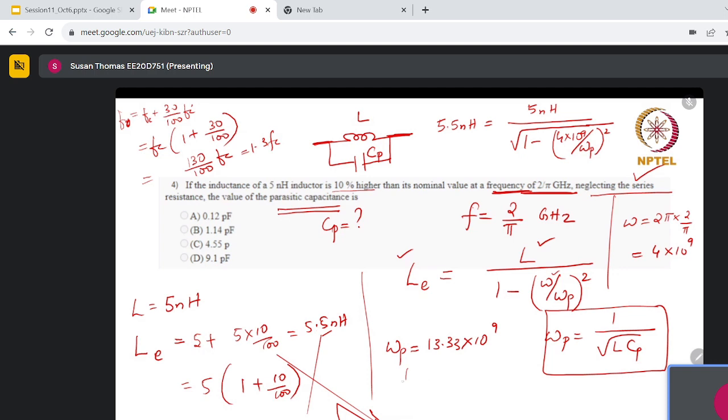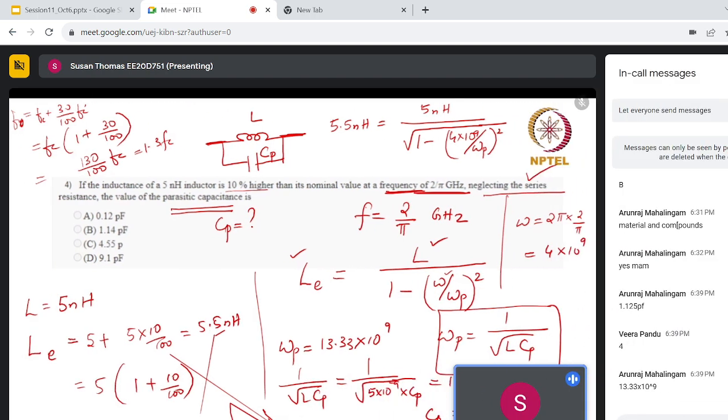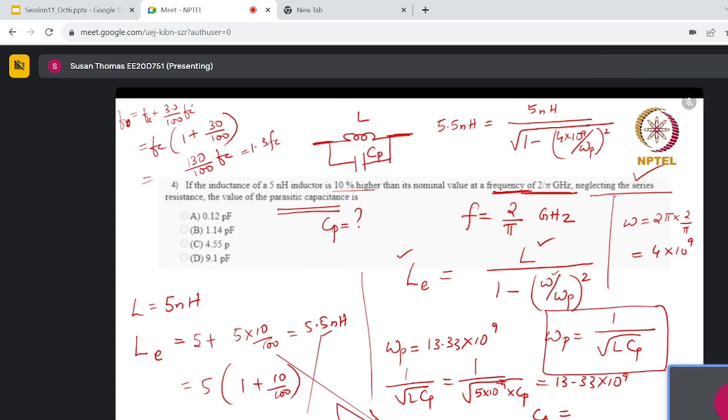And if you equate that to 1 by root of L C p, so this will be 1 by root of Ls. Again, the actual inductance value is 5 into 10 power minus 9 times Cp, which is equal to 13.33 into 10 power 9. From this, you can evaluate the value of Cp. If you have tried, I request everyone to answer so that you can clarify if at all you have any doubts.